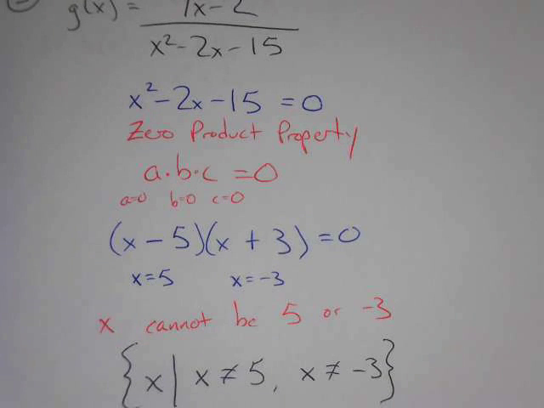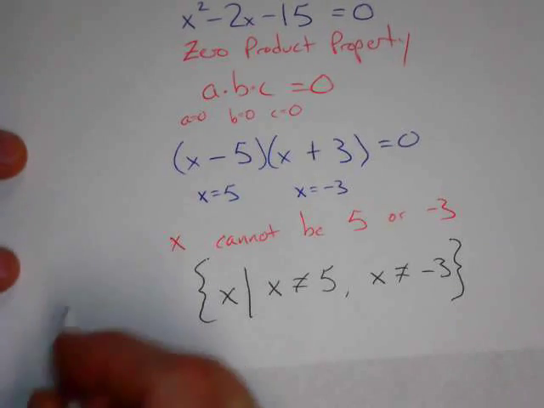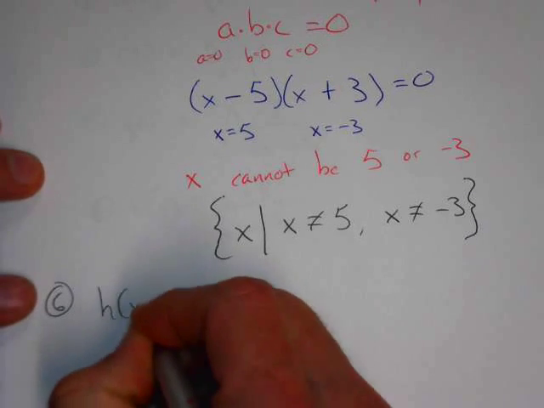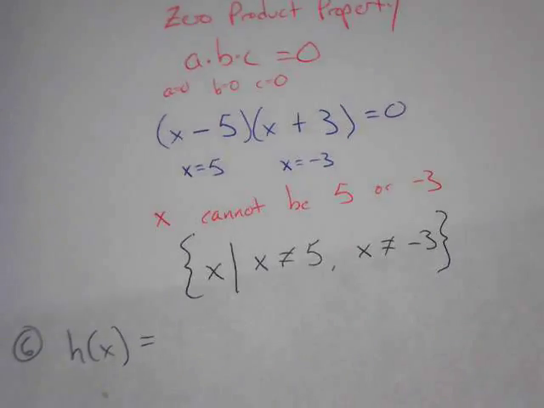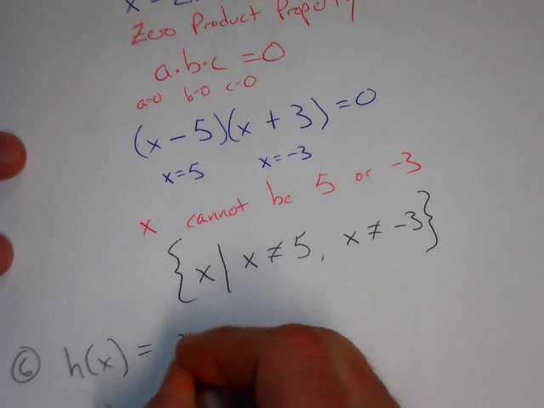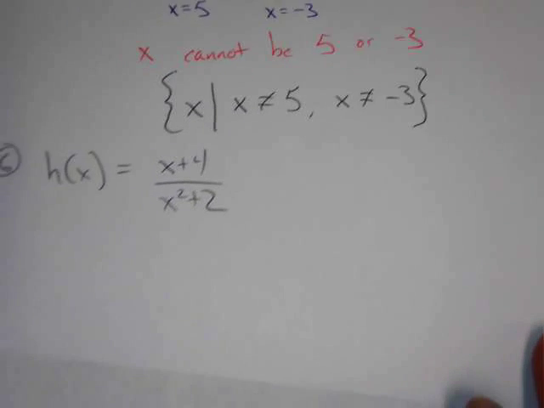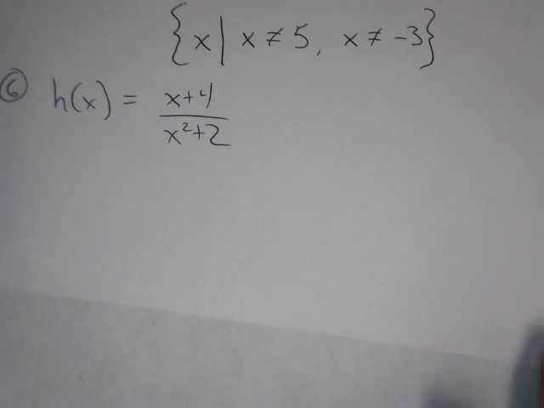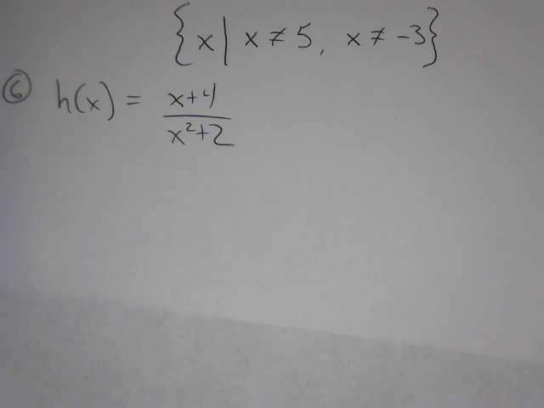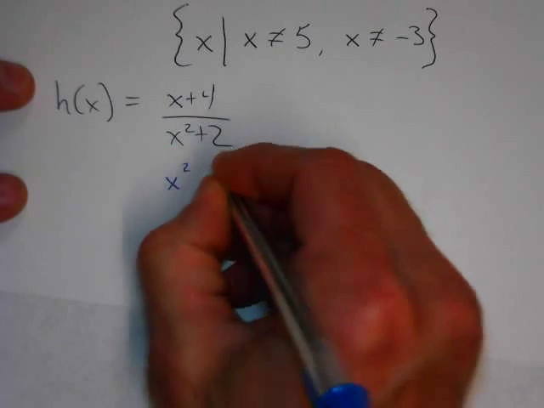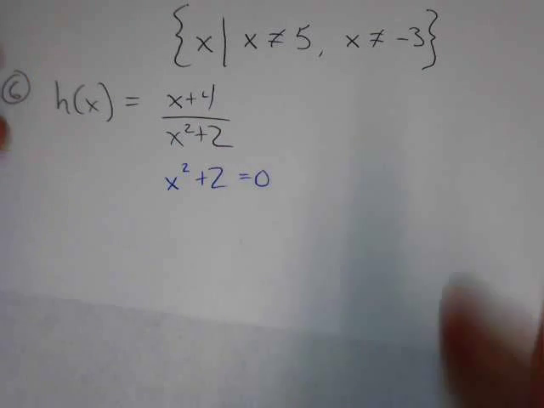All right, so on to the last one, because I like this little trick. Last one has a little trick. So we have h of x is equal to x plus 4 over x squared plus 2. So we look at this rational expression and think, is there anything that the domain can't be? We're going to do the same thing we've done the entire time. We set the denominator equal to 0, and so we have x squared plus 2 equaling 0.